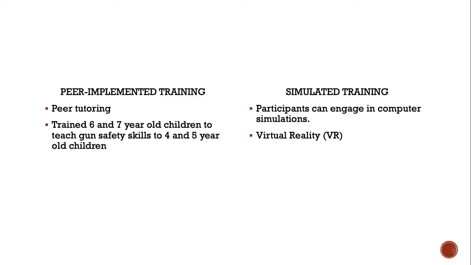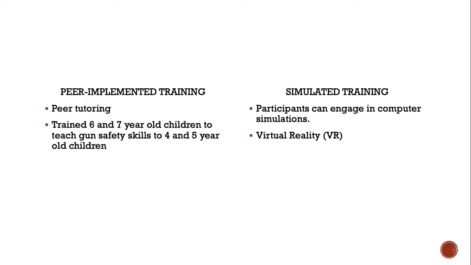Next is peer implemented training. In peer implemented training, it uses peer tutoring. So Jostad in 2008 trained 6 and 7-year-old children to teach gun safety to 4 and 5-year-olds. The 6 and 7-year-old trainers learned how to conduct IST and BST with younger children. Peer implemented training can be effective and practical for teaching safety skills to children.